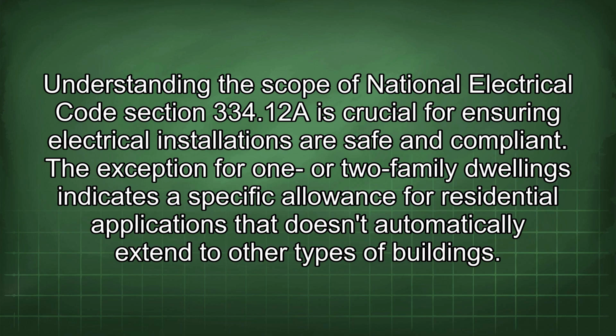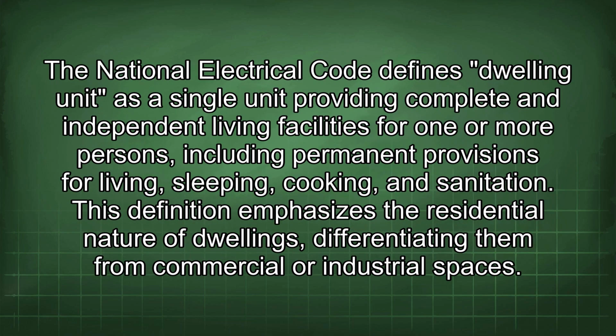The National Electrical Code defines dwelling unit as a single unit providing complete and independent living facilities for one or more persons, including permanent provisions for living, sleeping, cooking, and sanitation. This definition emphasizes the residential nature of dwellings, differentiating them from commercial or industrial spaces.